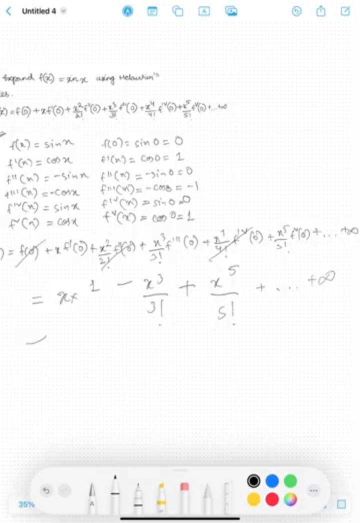So let us just simplify this. x into 1 will be equal to x, minus x cubed by 3 factorial, which is 6, and plus x to the power 5 by 5 factorial, which should be equal to 120, and it will go all its way till infinity.